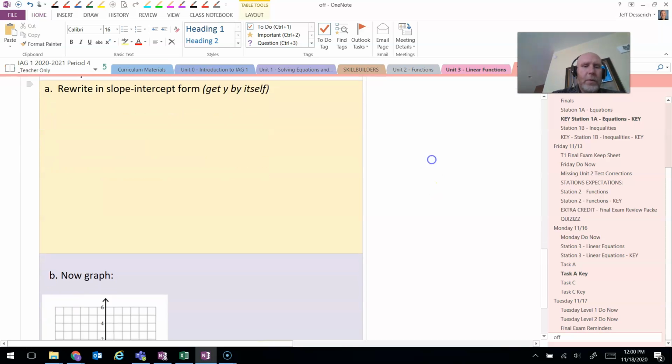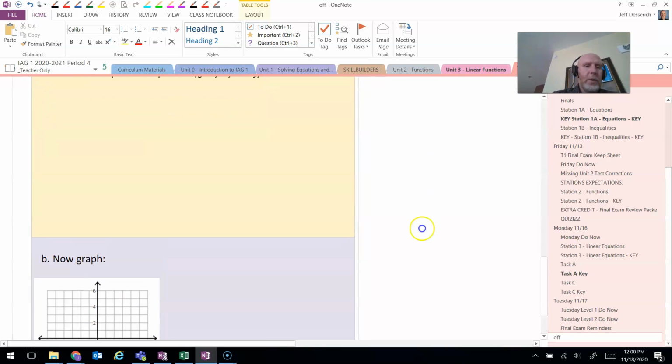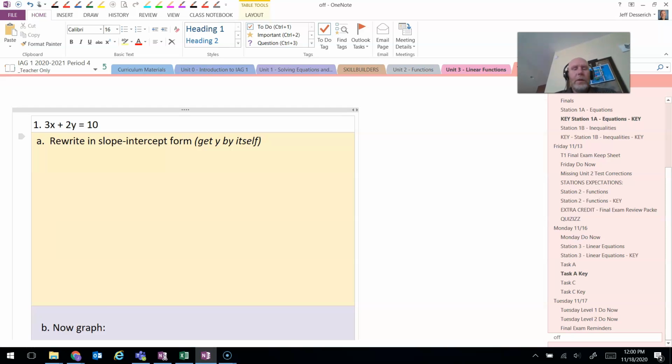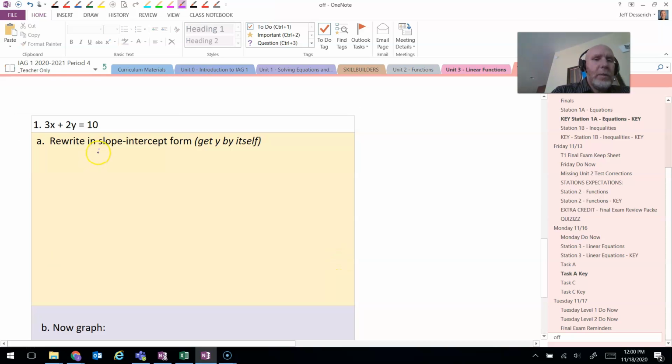Ultimately, if you look down here at part B, we're supposed to be able to graph this equation. But when we look at it in this format, this is called standard form. And so the first step will be to rewrite it in slope-intercept form, because we know how to graph it once it's in slope-intercept form. So I'm going to bring it back down here.